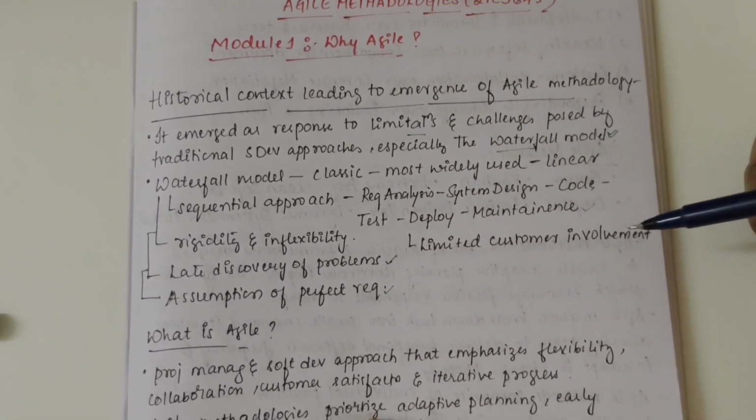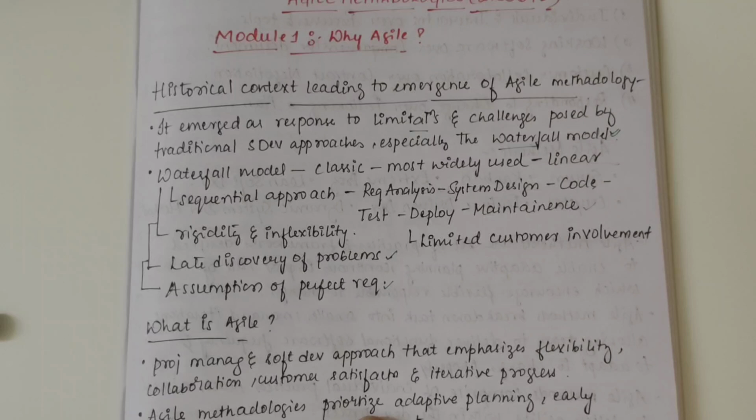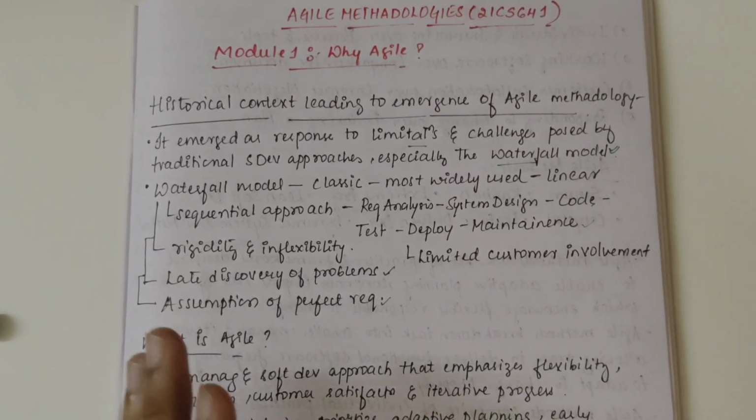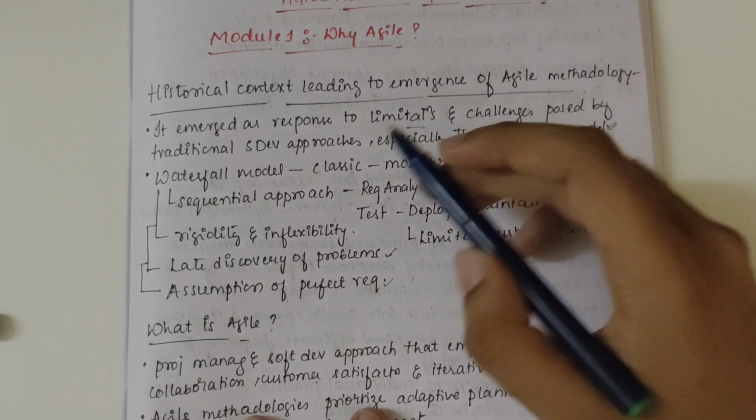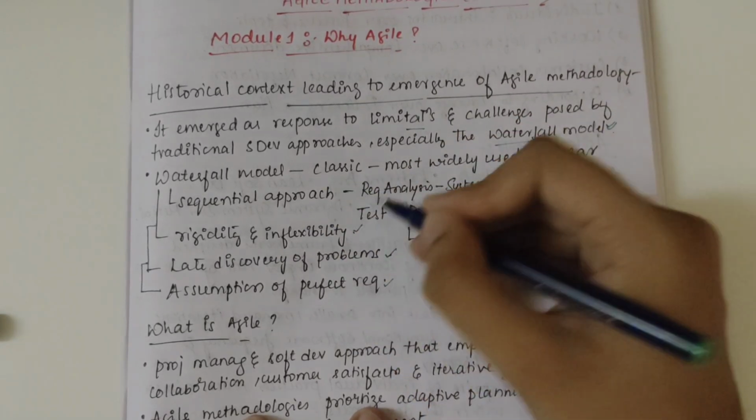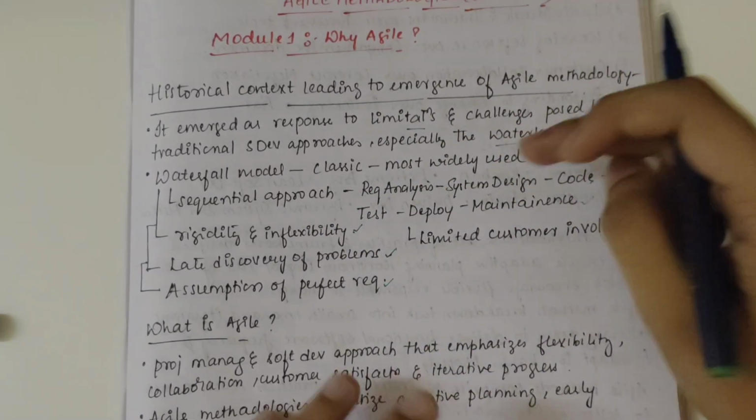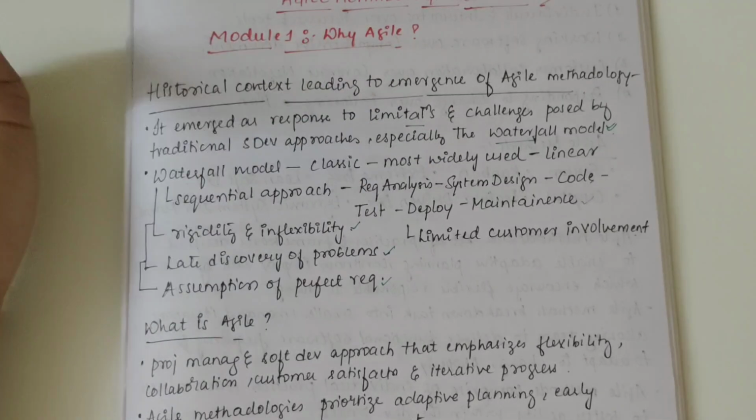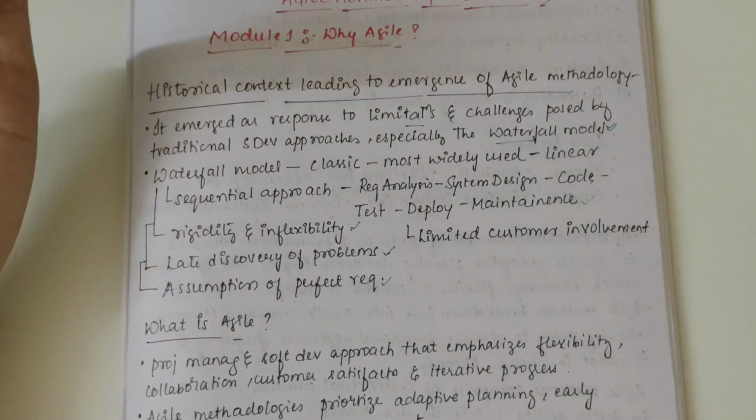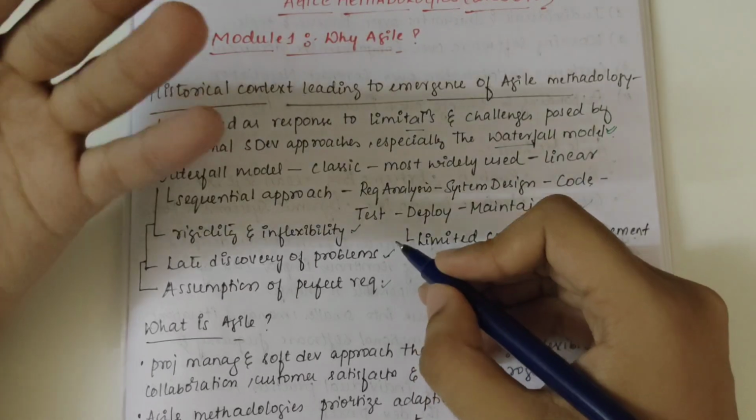It had limited customer involvement. That is, the customers were only involved when the final deployment was ready. But this is not feasible, right? It had rigidity and inflexibility, again, as I discussed. In the coding part or in the design part, if I have to change any particular functionality or add any new functionality, I cannot do it in the waterfall method. So this is rigid and inflexible.